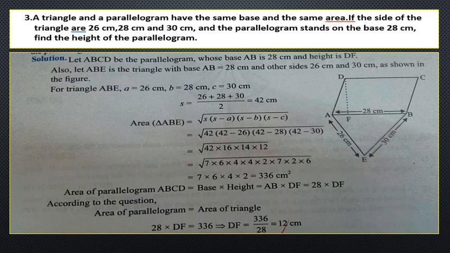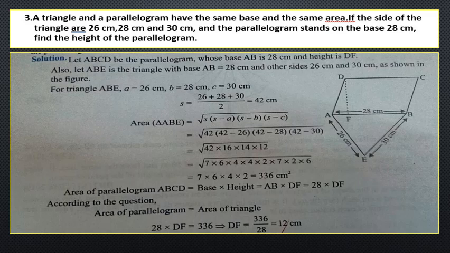shown in the figure. Now we can find the area of the triangle ABE by using Heron's formula, since all three sides are given. A is 26 centimeter, B is 28 centimeter, C is 30 centimeter. So we can find the S value, A plus B plus C by 2, that is 26 plus 28 plus 30 by 2. So the total is 84. 84 by 2 is equal to 42 centimeter.